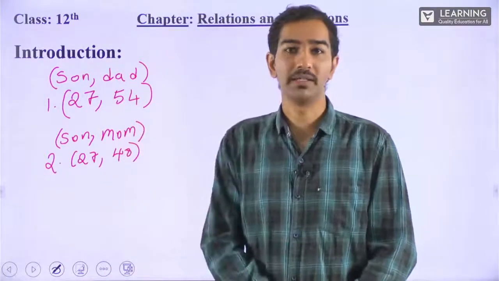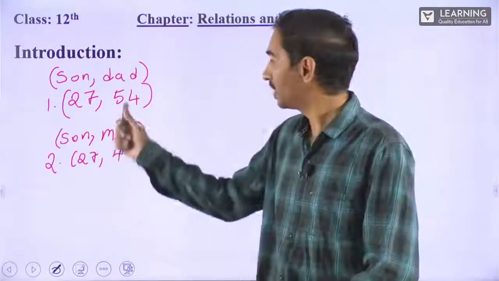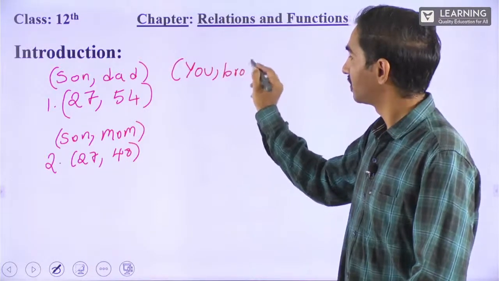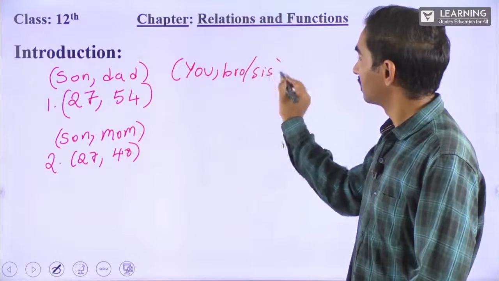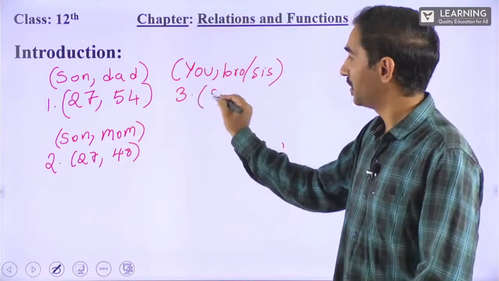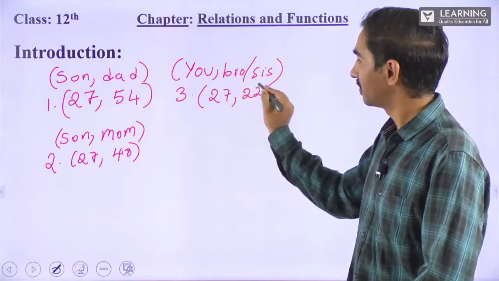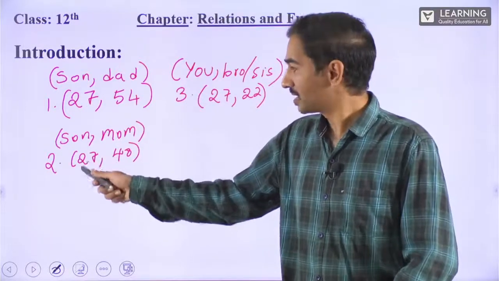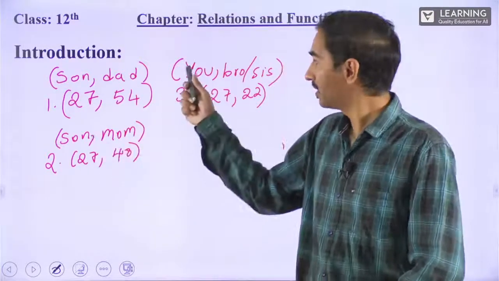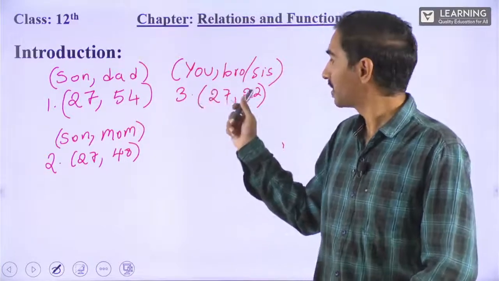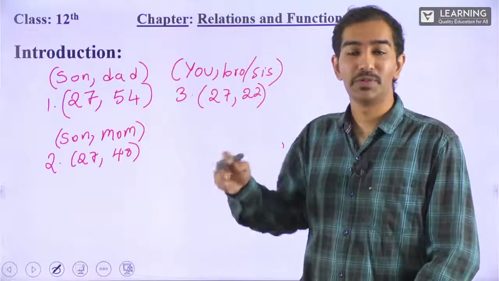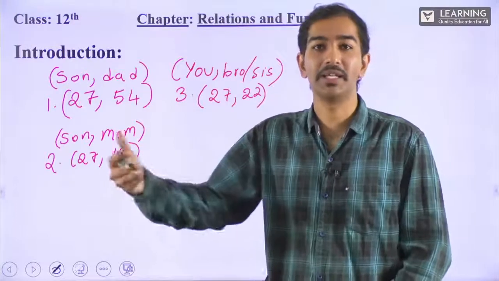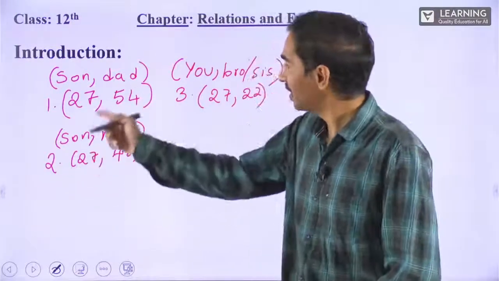What is your relationship with your brother? So he'll be younger than you. So these both are elders, right? So you and your brother or sister. So this will be our number 3 relationship. So this would be 27, 22. So all these are relationships. Son's age, dad's age. Okay, son's age and mom's age. Okay, and again the same person's age with his brother or sister. So 27 and 22. So we can keep on writing like this with aunt, with uncle, with grandfather, with grandmother, and it goes on like that, right? So these are all the relationships.